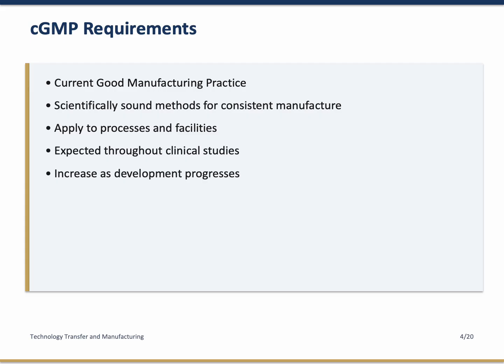CGMP regulations apply to both manufacturing processes and facilities. They are expected to be in place throughout clinical studies, with requirements increasing as development progresses toward commercialization. Compliance includes sterility assurance, validation, QA/QC implementation, and extensive documentation.